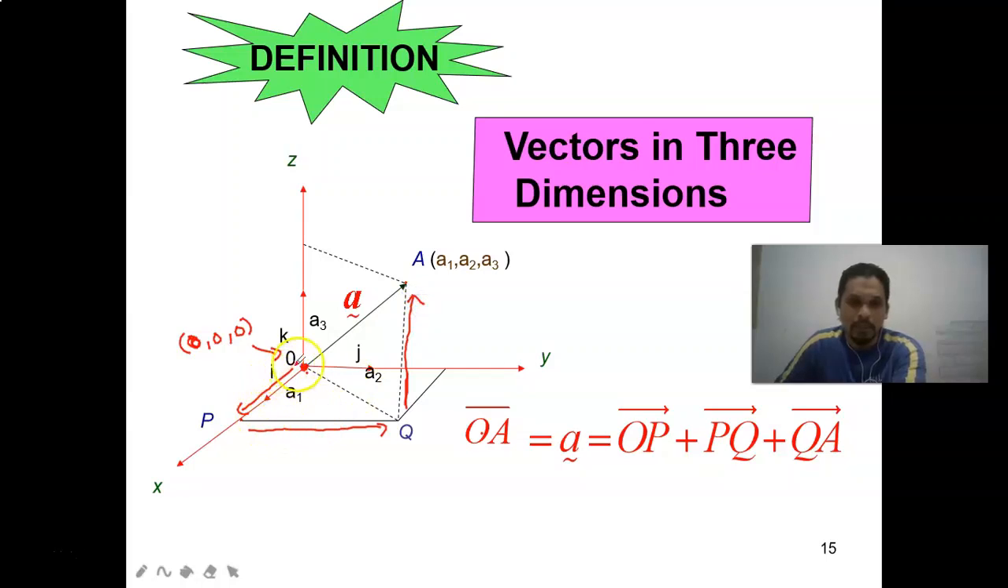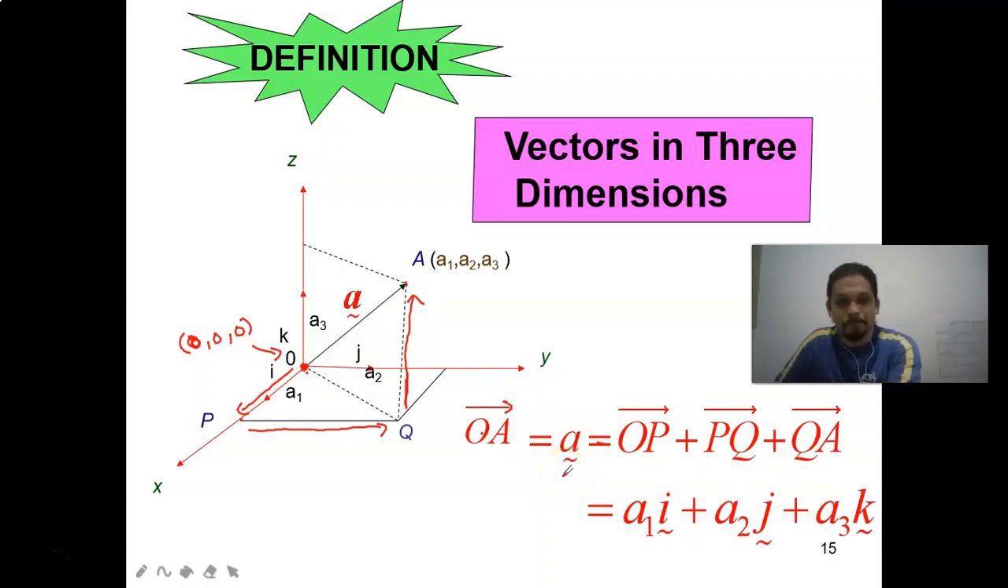Even though it took such a long route to reach this point A, in vectors we need to consider two things: the magnitude and the direction. So even though we take three different routes, from O to P, P to Q, and Q to A, because we reach the same destination point, we simplify this as equal to the vector OA.